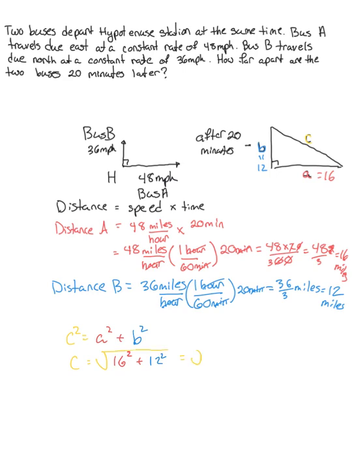So 16 squared is equal to 256, and 12 squared is 144. So together, that's going to be the square root of 400, which is equal to 20. So after 20 minutes, the two buses will be 20 miles apart.